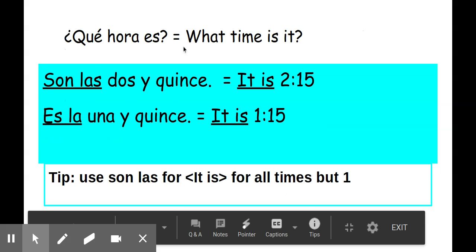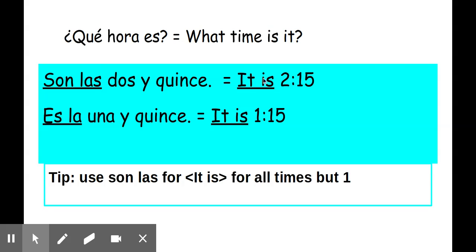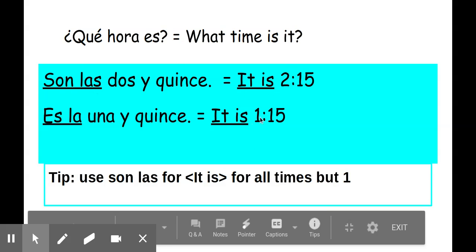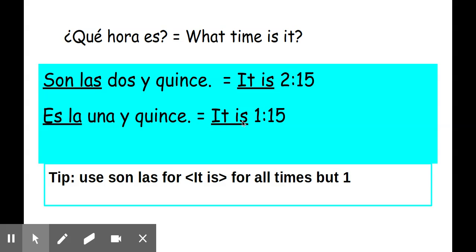¿Qué hora es? What time is it? Son las 2:15. So it is, in Spanish, is son las. However, if we're talking about a time around 1 o'clock, it is becomes es la. Es la 1:15.